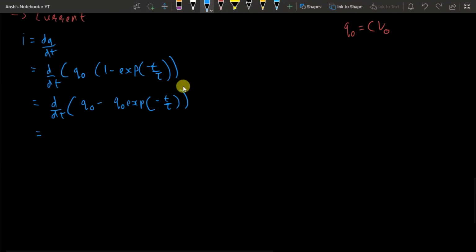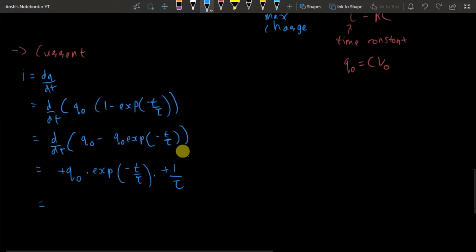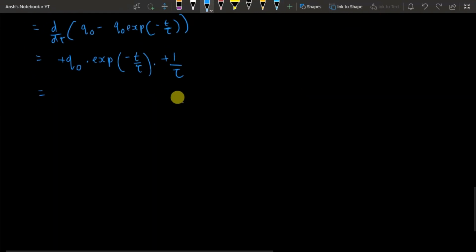And when we differentiate the second term, we get minus Q naught, and then the derivative of the exponential is as it is, minus exponential of minus t over tau. But then we use the chain rule and we differentiate the term inside the exponential, and when we do that, we get minus of 1 over tau, and the minus signs cancel out. And again, substituting tau as RC, we'll get Q naught over RC times exponential of minus t over tau.